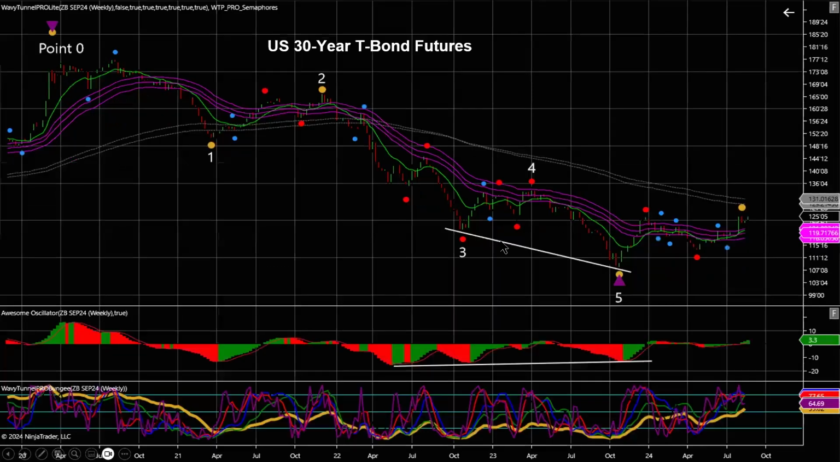Now, when we add our indicators to this, it tells a nice story. We have a purple arrow up here at point 0 and a purple arrow down here at point 5, the end of wave 5. Also, you see the divergence. So the purple is the largest swing move. Then comes gray, then comes yellow, then comes red, then comes blue. This is what it looks like.